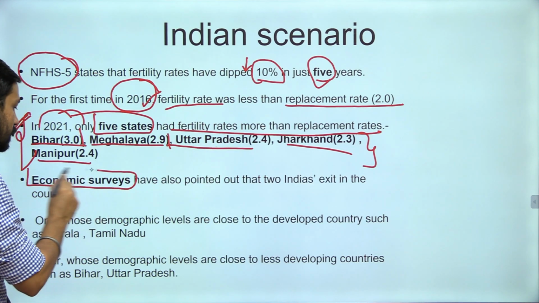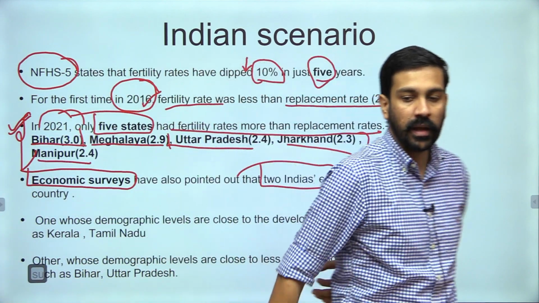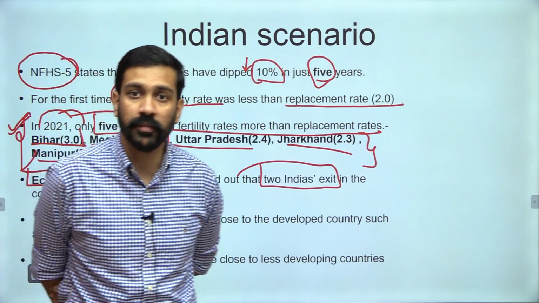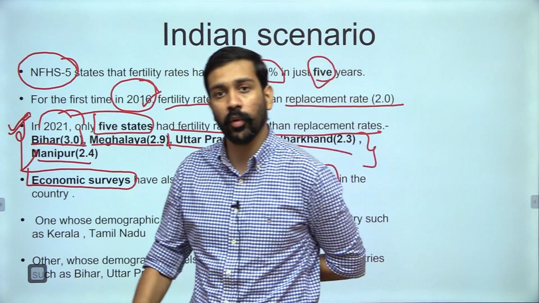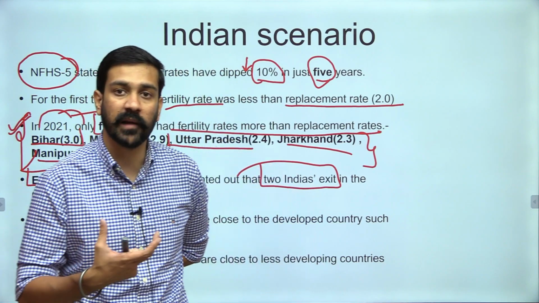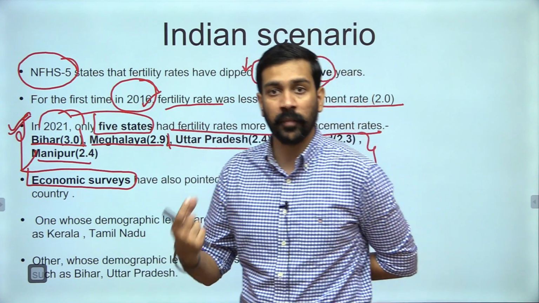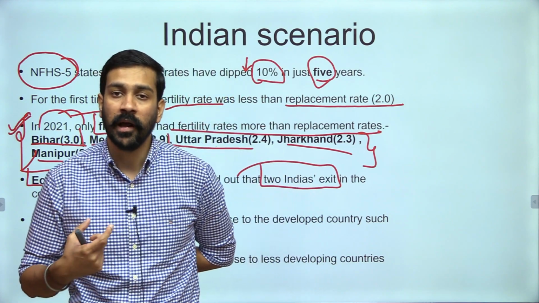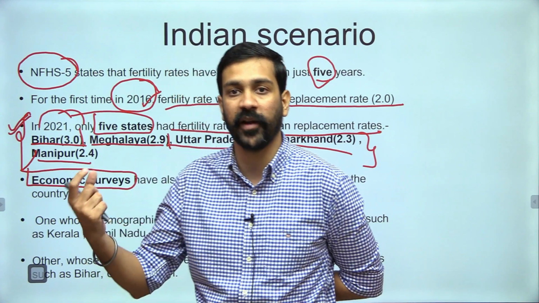Further, economic surveys over a period of time have also pointed out that 2 Indias exist in this country. If we talk of demography, there are states that are more economically developed, more prosperous, and whose fertility rates are comparable to developed countries like the USA, England or Canada. And there are some states that are less prosperous or less economically developed, and whose demographic levels are close to developing or less developed countries like those of Africa.